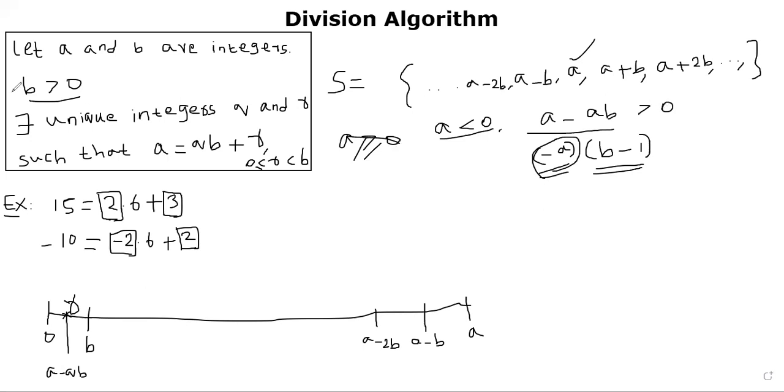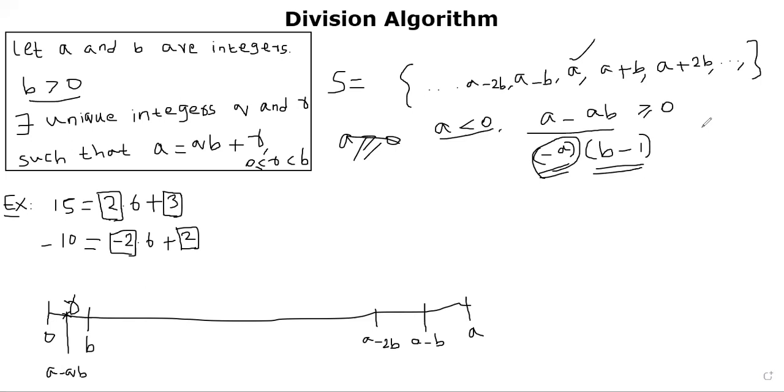Well, one more thing. B can be 1, right? That means I should put greater than or equal to 0. So we do have a non-negative number in any case. Either A is less than 0 or A is greater than or equal to 0, we find a non-negative number in the set. So this is an interesting observation.